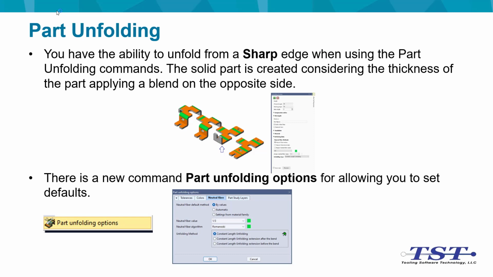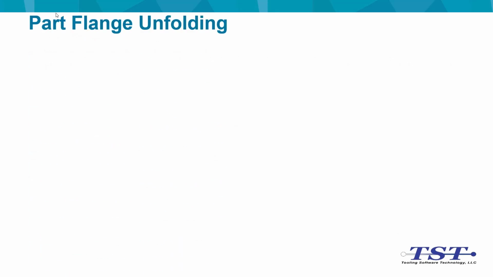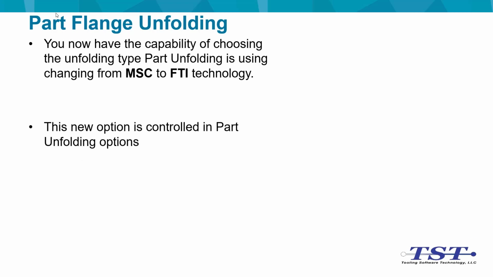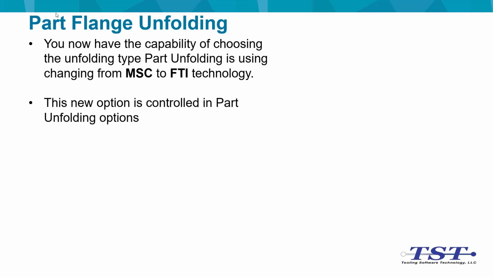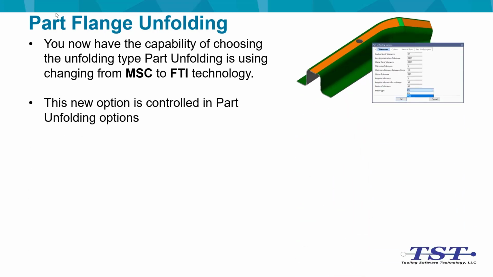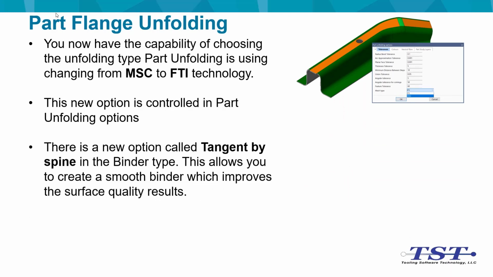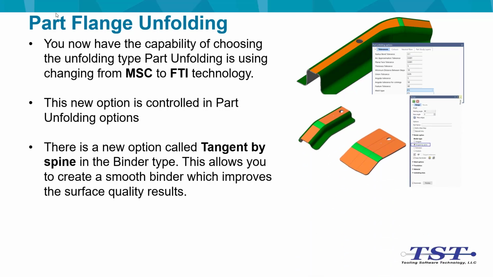So if we go into our next step here, part flange unfolding, you now have the capability of choosing the unfolding type. For example, if you're changing from MSC to FTI, you have the ability to do that. This option is under the part unfolding options as well. You can change between the different types. There's a new option called tangent by spline in the binder options. This allows you to create a smooth binder, which improves the surface quality as well.